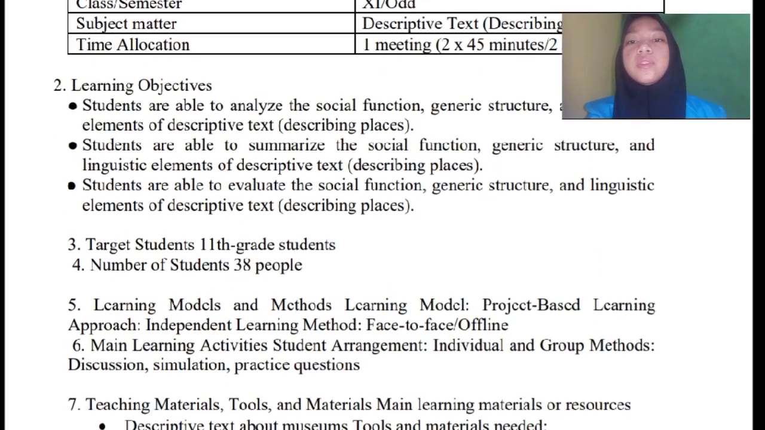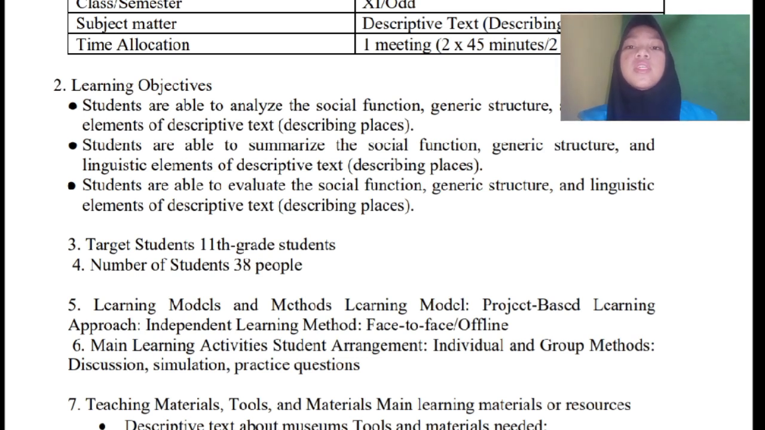Next, learning objectives. First, students are able to analyze the social function, generic structure, and linguistic elements of descriptive text. Next, students are able to summarize the social function, generic structure, and linguistic elements of descriptive text. Students are able to evaluate the social function, generic structure, and linguistic elements of descriptive text.